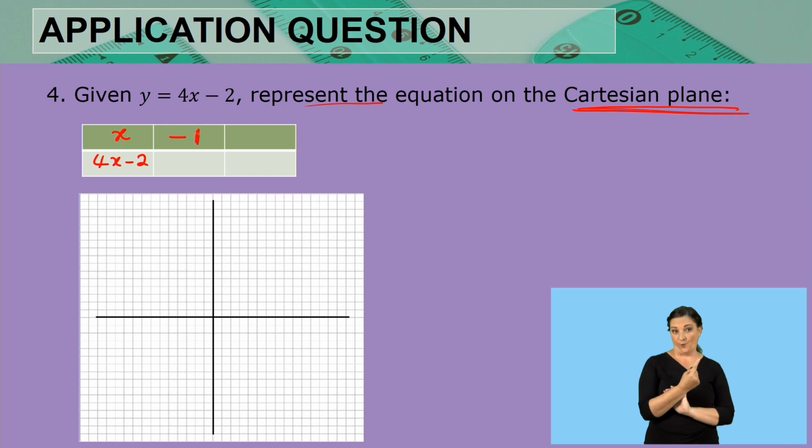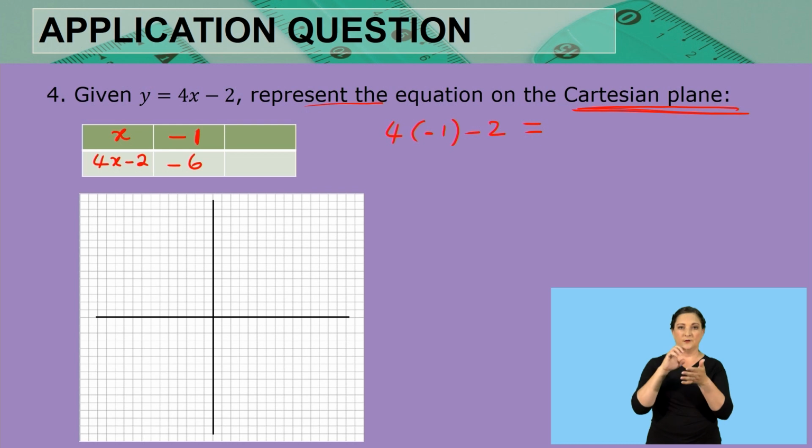So the input values that I am going to use here, I am going to use a -1 for the first one. When I use -1 there, we know that we are going to multiply this -1 by 4, and then we are going to subtract 2. That gives us an output value of -6, because 4 multiplied by -1 is -4, and we subtract 2, that is going to be -6.